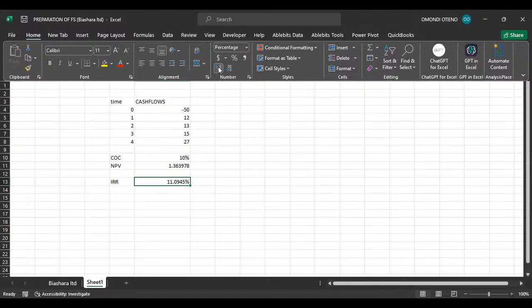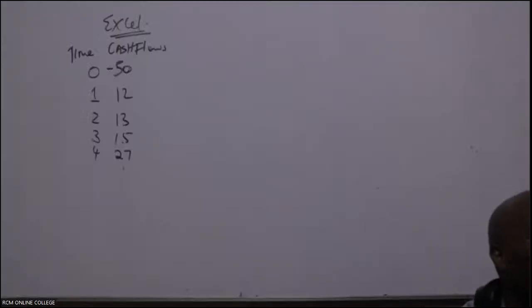Excel will be more accurate because Excel does not use that concept of trial and error. So Excel is much better. So is it possible that somebody has not understood? Can you kindly share your screen?